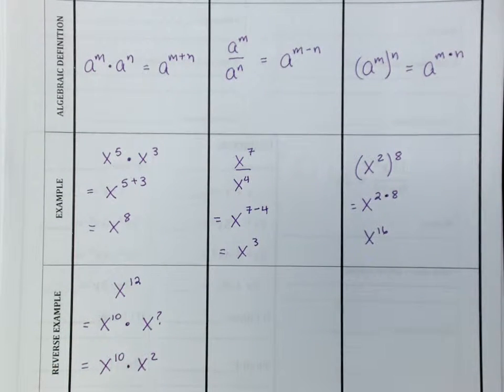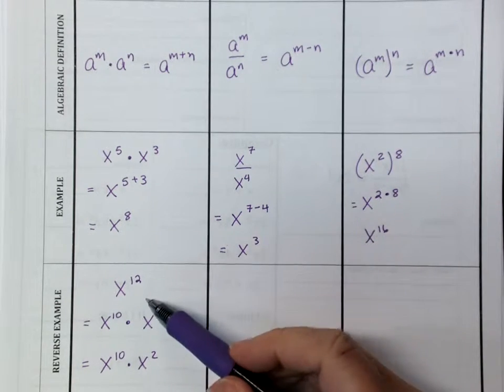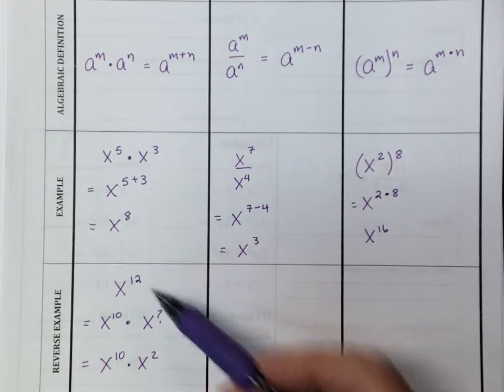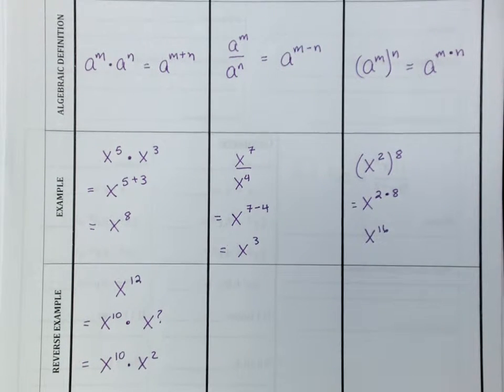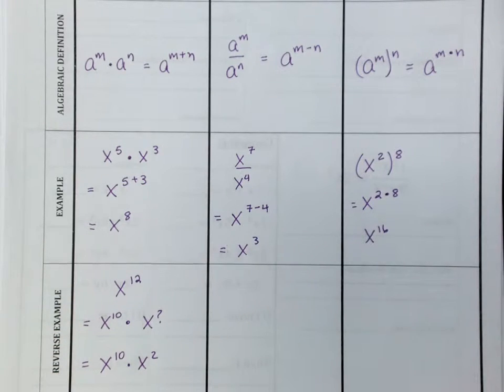Or you could also do x to the 9th times x cubed. You could do x to the 1 times x to the 11th. Any combination of that adds up to 12. So we're reversing it, we're breaking it down. This is like factoring a number. If I say, here's the number 15, break it into factors, well, I could write 1 times 15, or I could write 3 times 5. Okay? This is just factoring an exponent using the power rule in reverse, product rule in reverse.